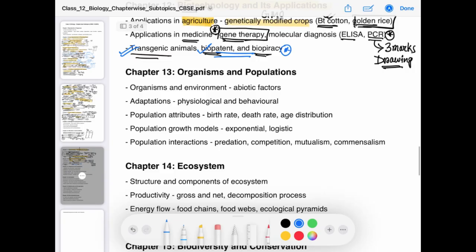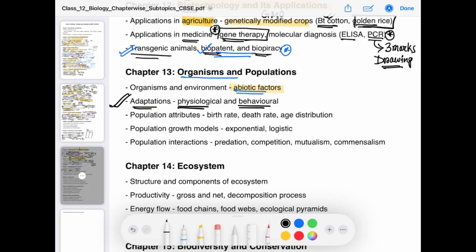Okay, next is organisms and population. First is abiotic factors. You have to know about the abiotic and biotic factors present in the environment. Biotic factors means all the living factors and abiotic factors means all the non-living factors. So you have to know about all those, temperature, soil, right? Next, there is adaptations, how the organisms have adapted and how their physiological and behavioral changes have occurred because of different locations, how they have shifted their characteristics to survive there. That is known as adaptation only. So you have to read about different types of adaptations.